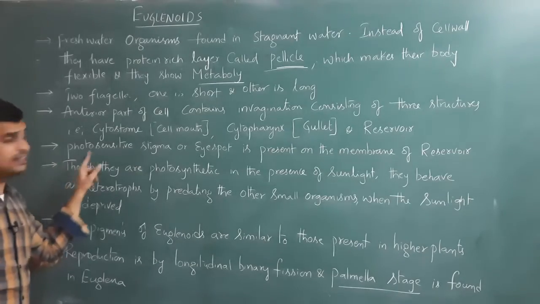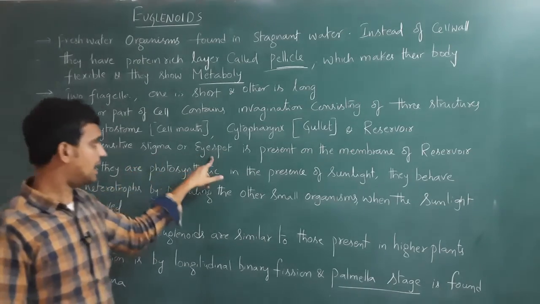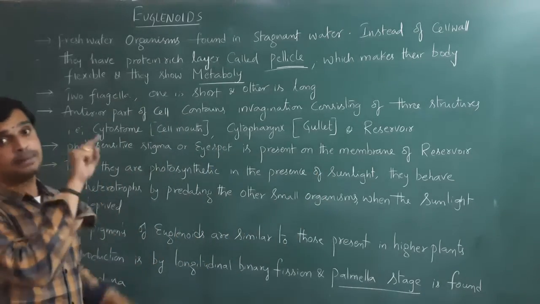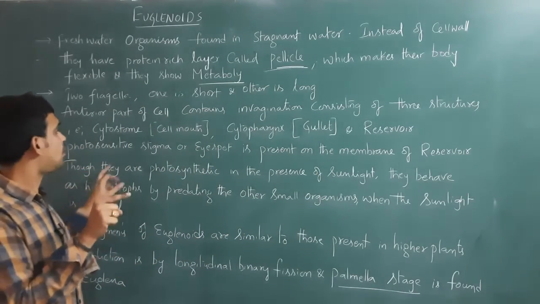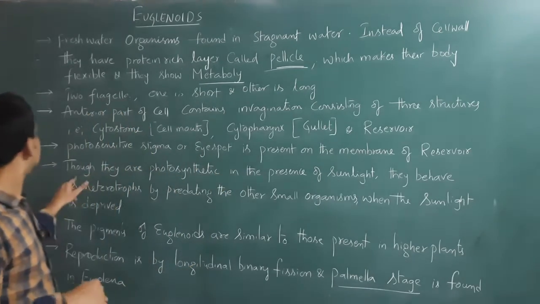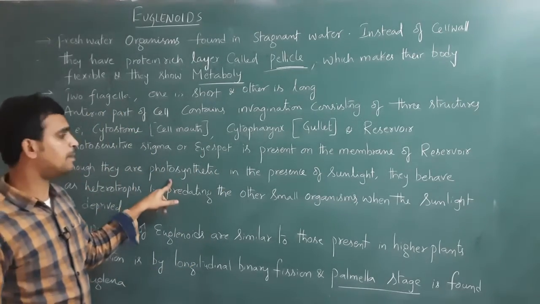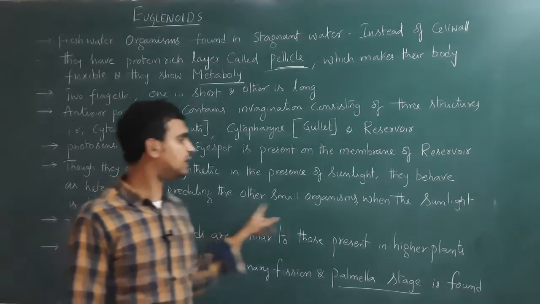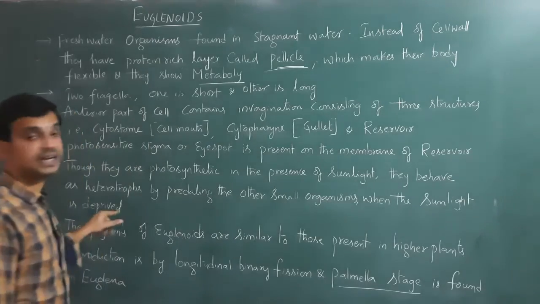Next, they contain a photosensitive stigma or eye spot on the membrane of the reservoir. So the membrane of the reservoir consists of a photosensitive stigma or eye spot. Next, though they are photosynthetic in the presence of sunlight, they behave as heterotrophs by predating other small organisms when the sunlight is deprived.